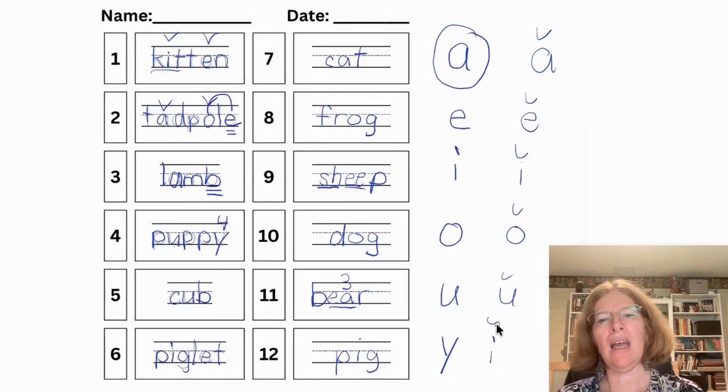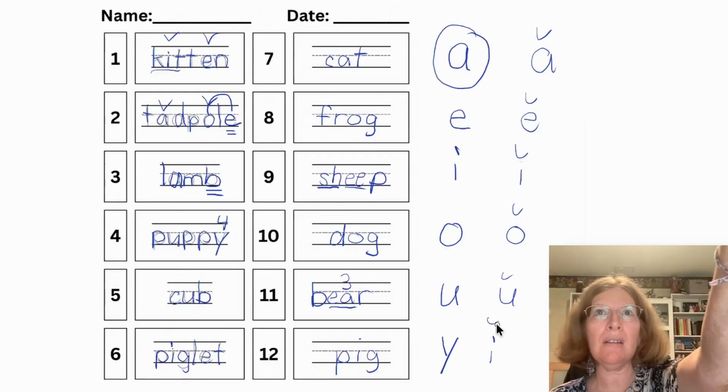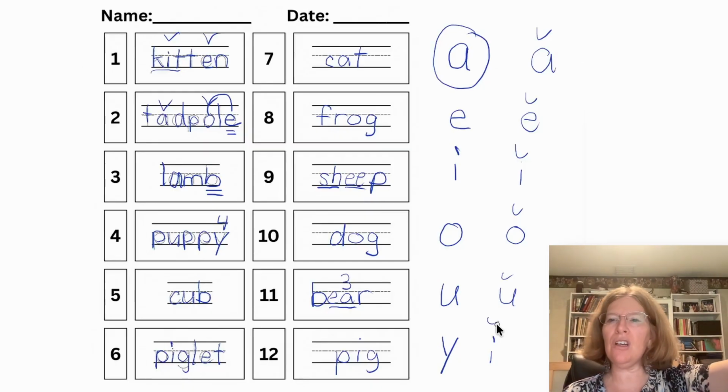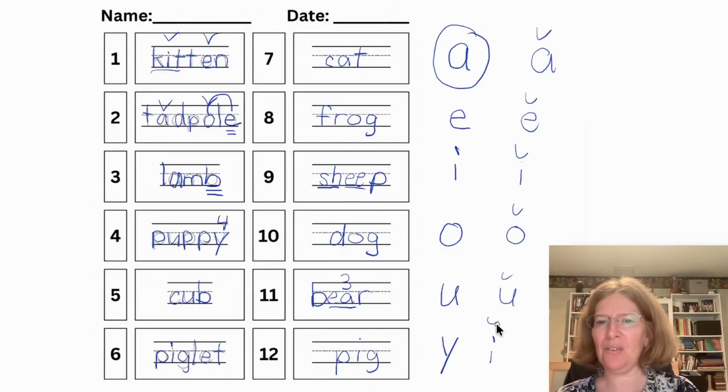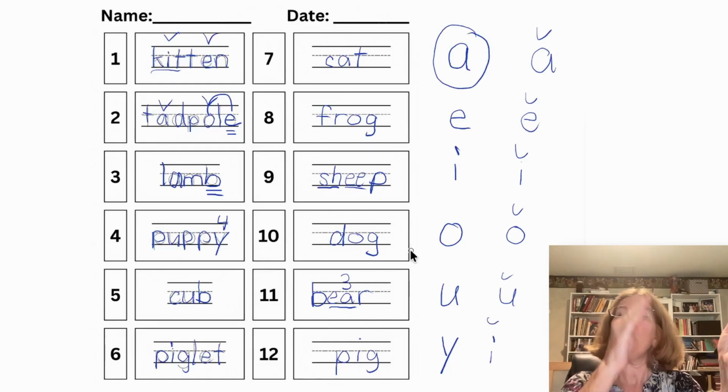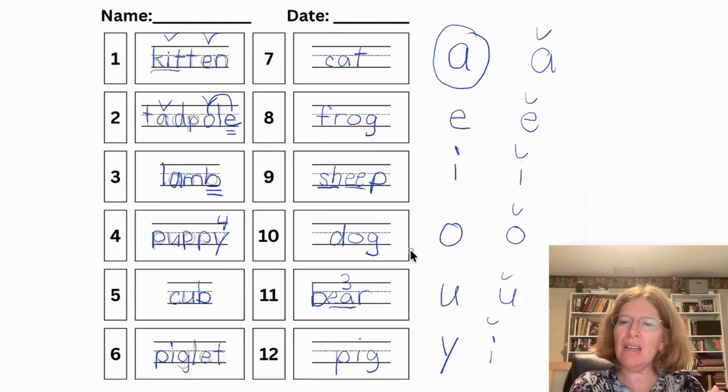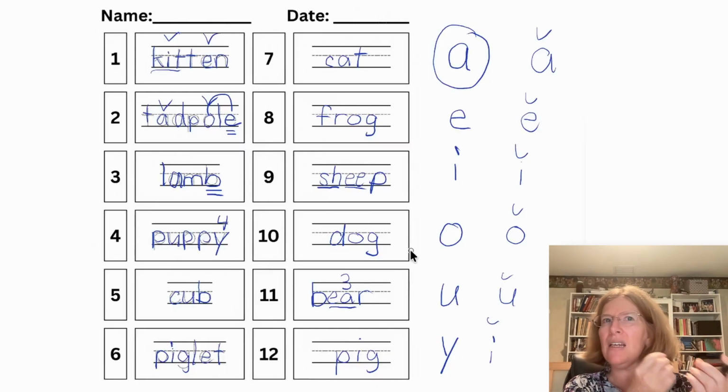Okay, and so which two words say the A sound? Raise your hand, read it. Cat, tadpole, very good. And which word does not say the A sound? Bear. How does the A say A? And what does the A say in this one? Well, it's part of the multi-letter phonogram, E-A, and it says the A sound.